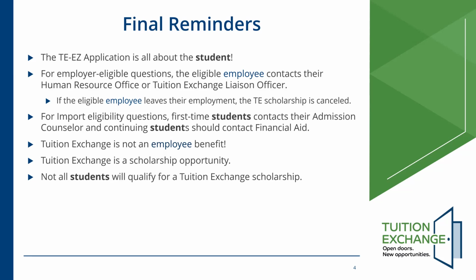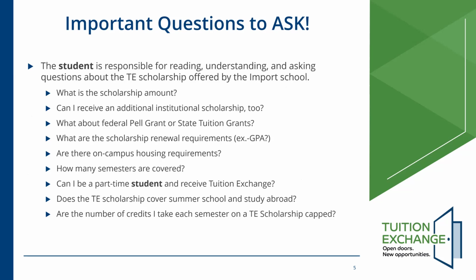For questions about any of the schools that a student has listed on their TE Easy application, for questions about any of those schools' processes or application deadlines, the student can go to tuitionexchange.org and click on the TE school list and select that school. But they can also reach out to their admissions counselor or to the TLO, the Tuition Exchange Liaison Officer at that school. Some questions that a student might want to ask in relation to tuition exchange is, what's the scholarship amount? Am I able to receive any additional institutional scholarships on top of tuition exchange?